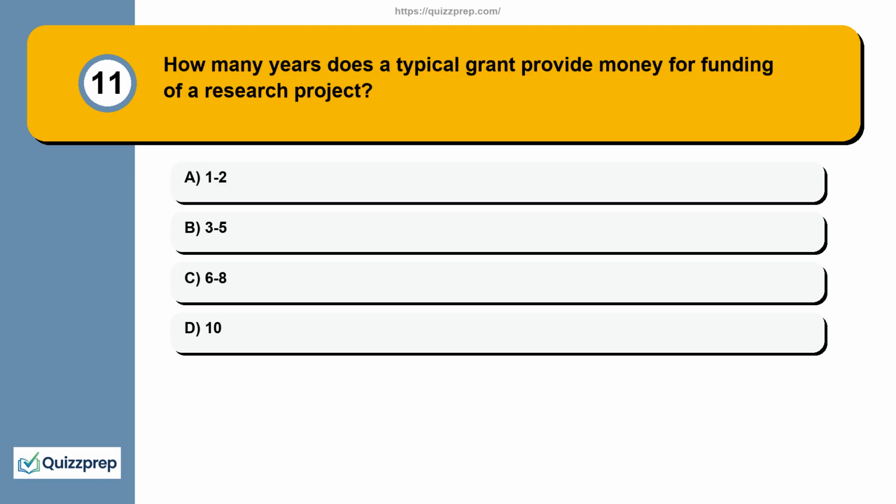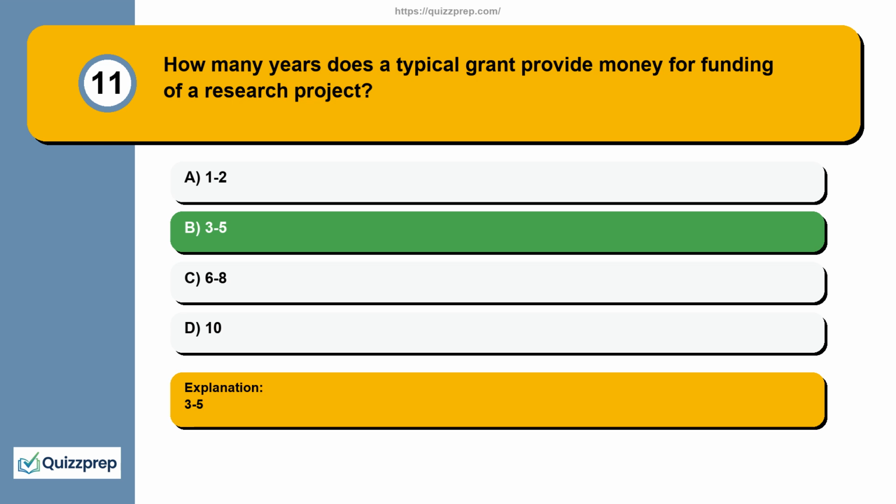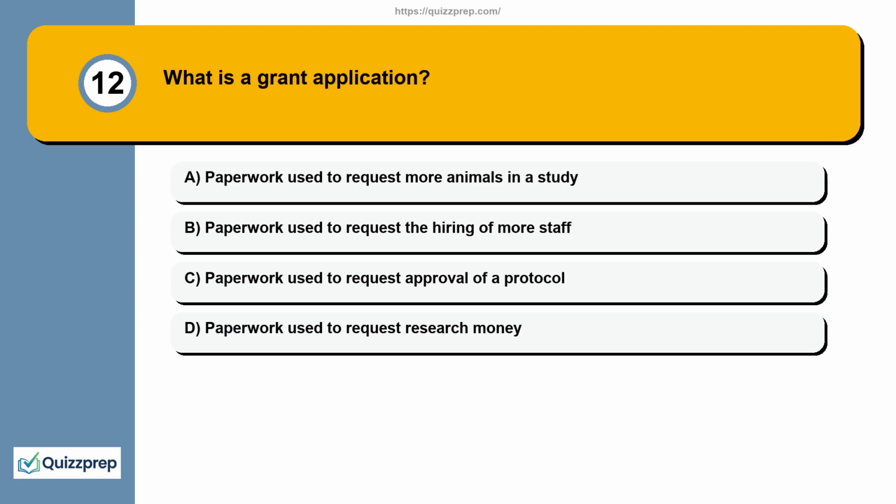Question 11. How many years does a typical grant provide money for funding of a research project? Option A. 1 to 2. Option B. 3 to 5. Option C. 6 to 8. Option D. 10. The correct answer is option B. 3 to 5. Question 12. What is a grant application? Option A. Paperwork used to request more animals in a study.